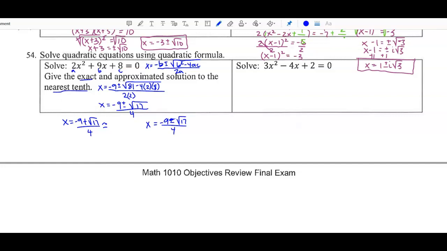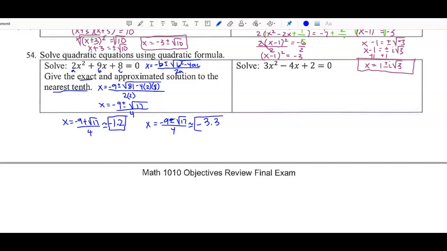Alright, so if I put it in my calculator correctly, I've got a negative 1.2, rounded to the nearest tenth. Speak up if you guys got something different than that. And then with the square root of 17 subtracted, I got a negative 3.3 for those solutions.